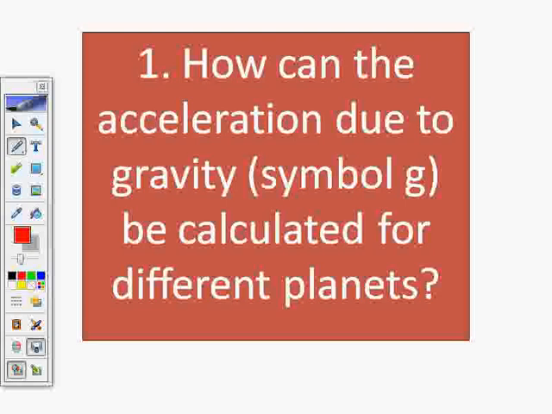9.81 meters per second squared. That is the acceleration due to gravity on the surface of this great planet we live on. But it's not 9.81 meters per second squared if you went up a little bit higher above the surface of the ground. And it's not 9.81 meters per second squared if you were on a different planet. So the question is, how can this acceleration be calculated?